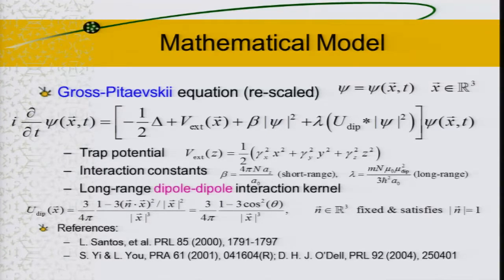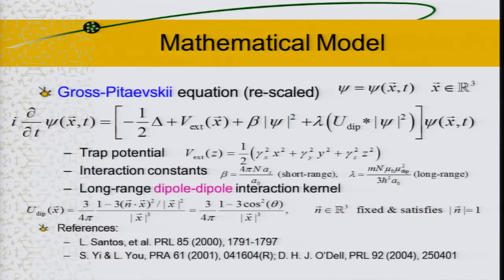With this, U dipole is defined as a long-range dipole-dipole interaction, which is defined by this one here. This n is a given unit vector in R3, for example, (0,0,1) or (1,0,0). This n is a so-called fixed unit vector in R3. Okay, this model: if lambda equals zero, this is the usual model, a Bose condensation, something like that. But if there is a dipole, then it's this kind of long-range interaction.